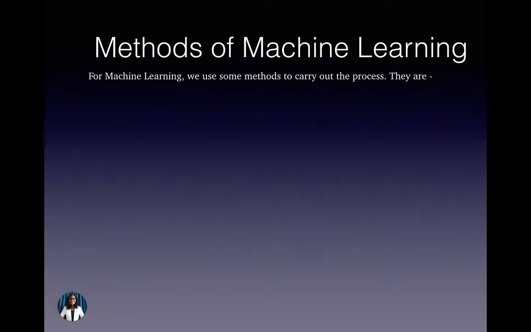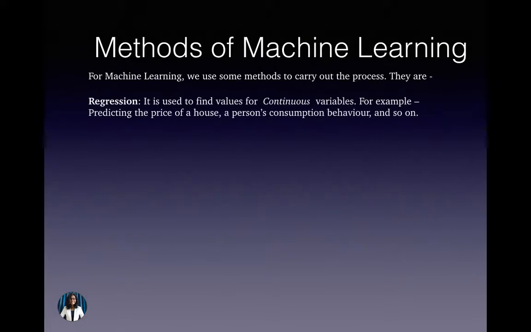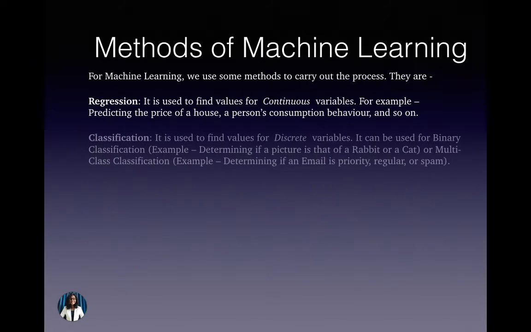Now we have different methods of machine learning. The first is regression. This is used to find values for continuous variables. So for example, we use it to predict the price of a house or the price of a stock, a person's consumption behavior, and so on.